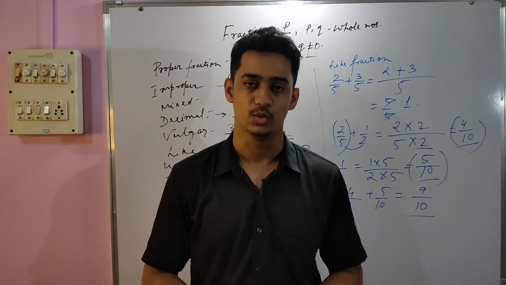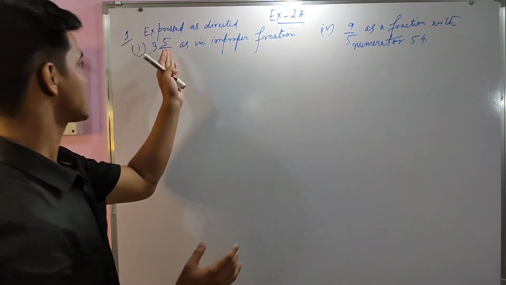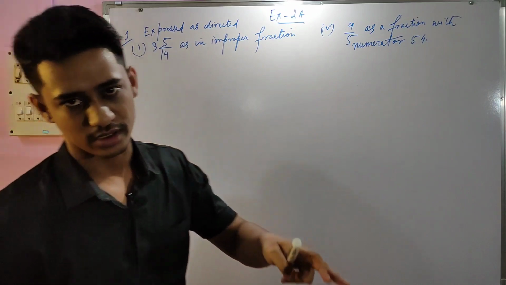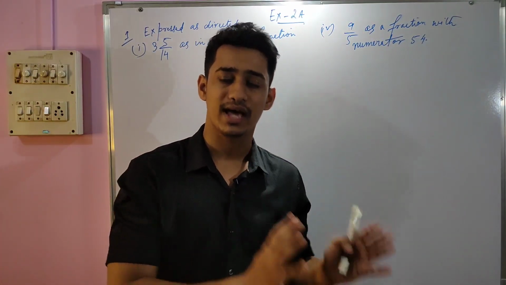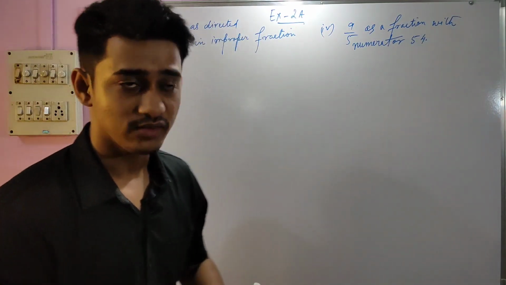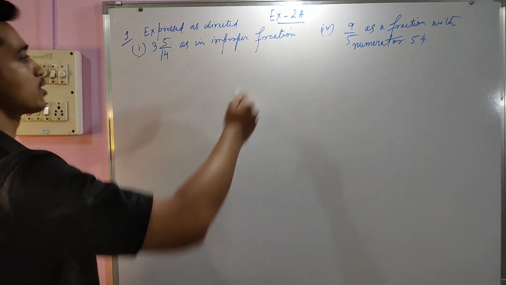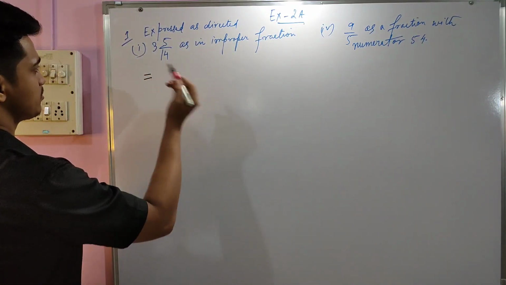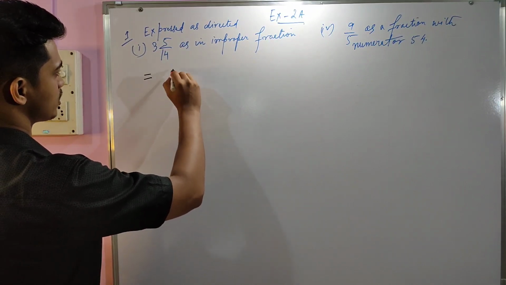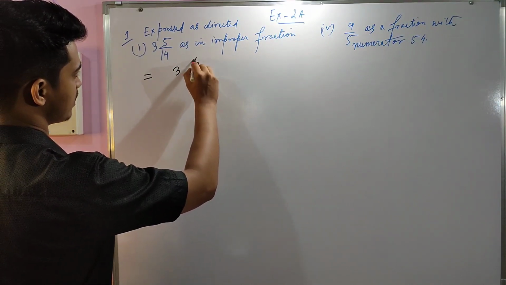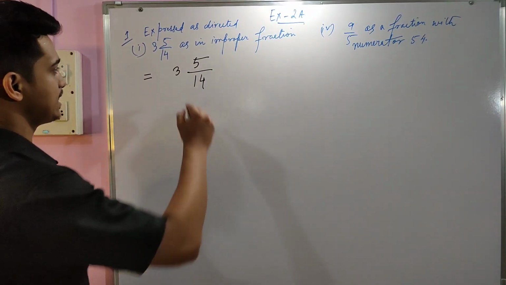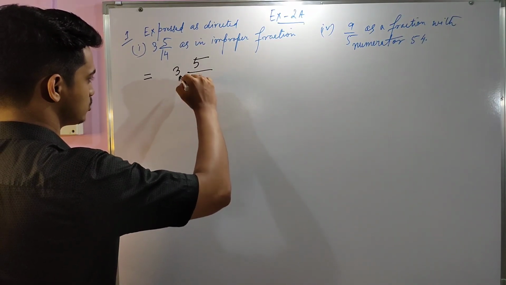Let's just start our new exercise, that is exercise 2A. So our first question is: express as directed 3 5 by 14 as an improper fraction. We have already discussed in our last video how to convert a mixed fraction into an improper fraction. So what is the procedure? The procedure is very simple. First you have to write the mixed fraction, that is 3 5 by 14.